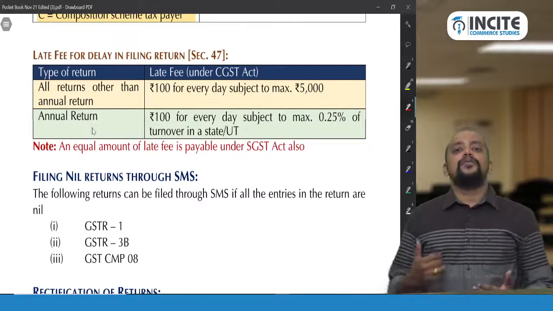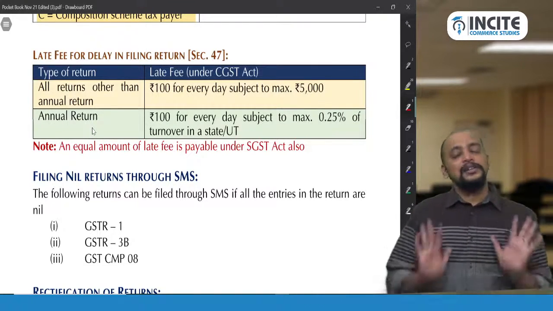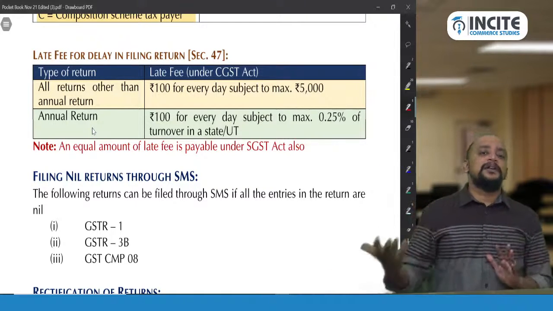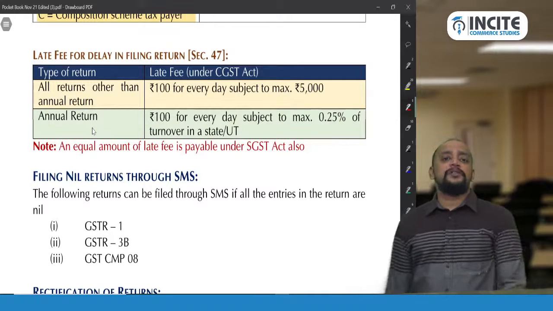So now we need to see what type of return it is. So it is all returns other than annual return. So 100 rupees per day, simple. The 10 rupees, 25 rupees which is applicable in practice is not applicable in case of exam. So it is 100 rupees per day subject to a maximum of 5,000 rupees.